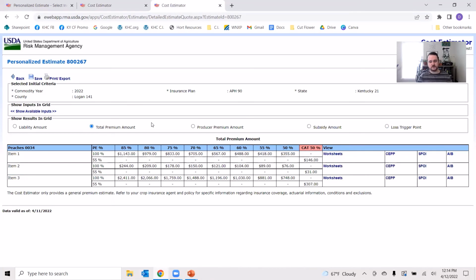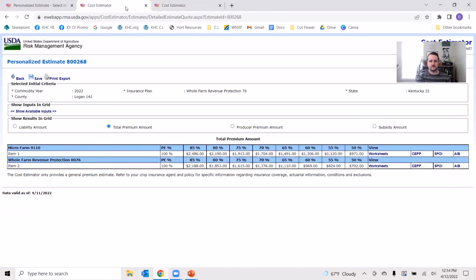So unless you're strictly growing peaches, this would probably not be the best choice for you. You would want to go with the whole farm. And so that was just a quick walkthrough. These prices may not be accurate. You need to talk with an agent to make sure exactly what it was.